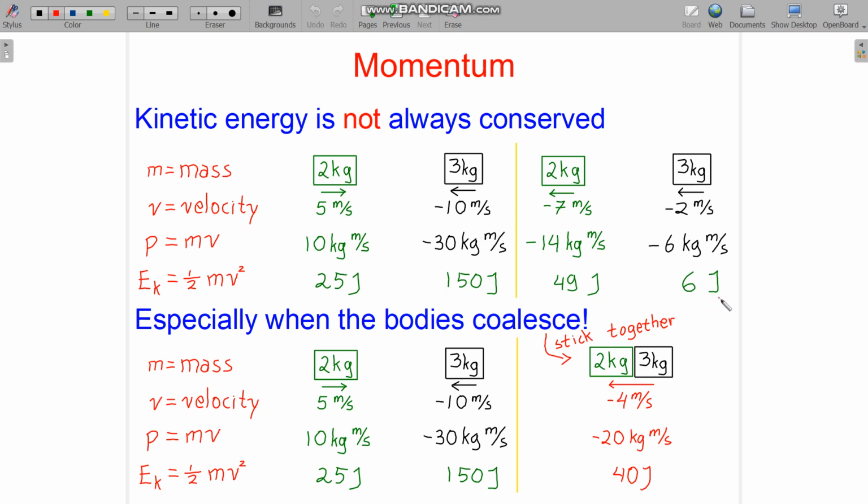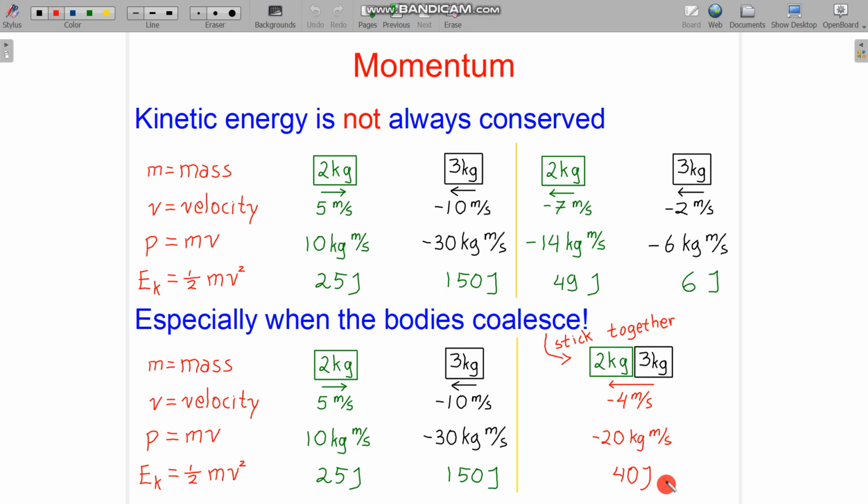So this is the usual realistic case, because energy is never really conserved 100%, especially when the bodies coalesce. Coalesce means they stick together. So after the collision, the 2 kg and 3 kg stick together. They are moving to the left at 4 meters per second. So the momentum is 5 times 4, minus 20. Again, momentum is conserved, minus 20, also minus 20, but energy is not conserved: 175, then 40.